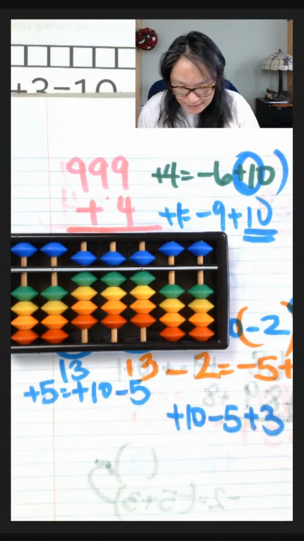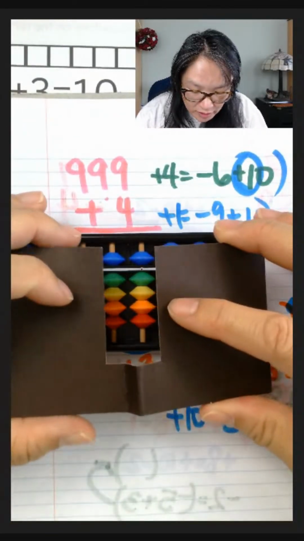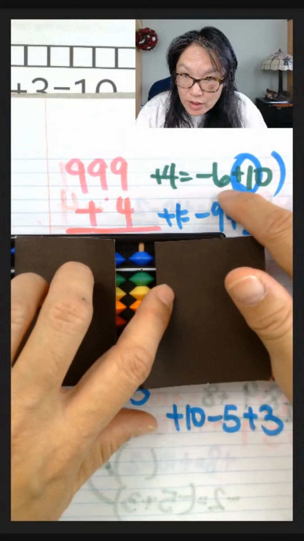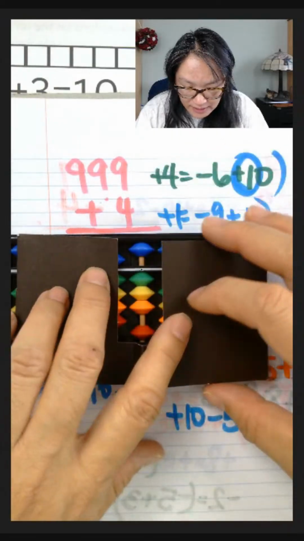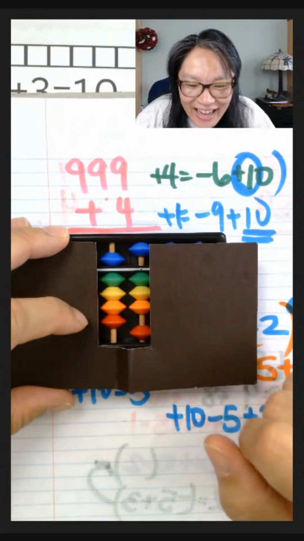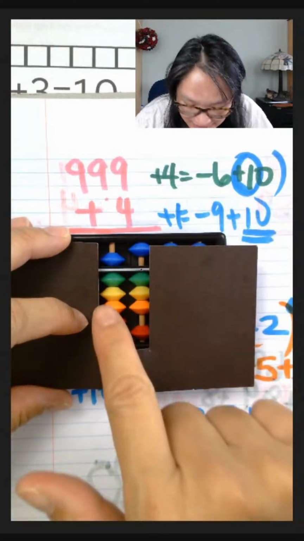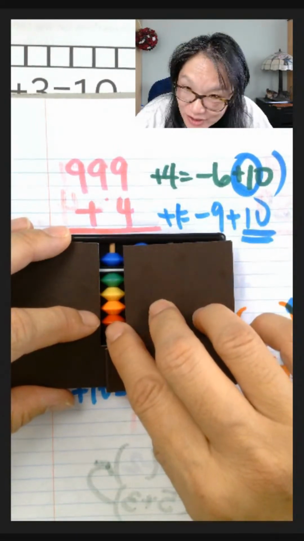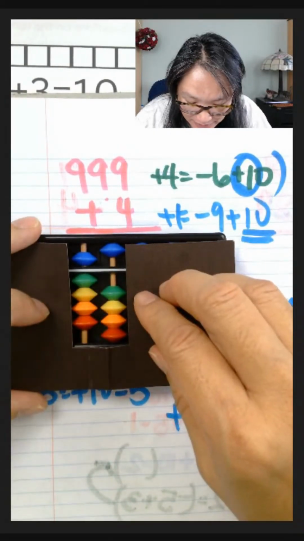So here, we're going to add the 4. When we add the 4, we want to minus the 6 plus the 10. We're going to take away the 6, and we need to plus the 10. We're going to add the 10. When we add the 10, this is 1, this is 0. We add the 1. We can't do it. We have to minus the 9 plus the 10. Minus the 9 plus the 10.